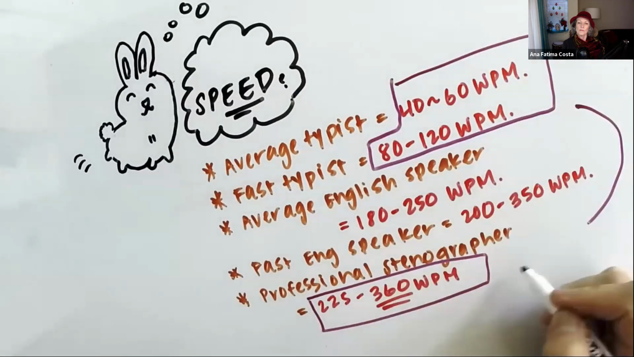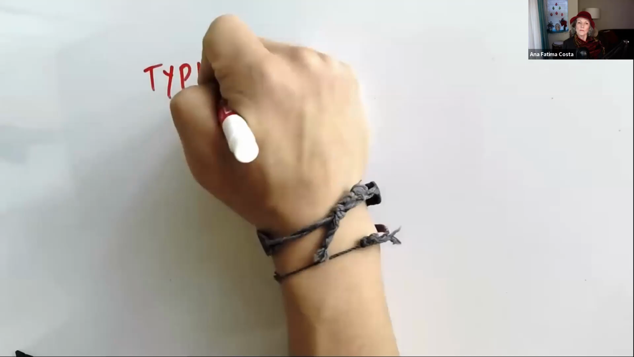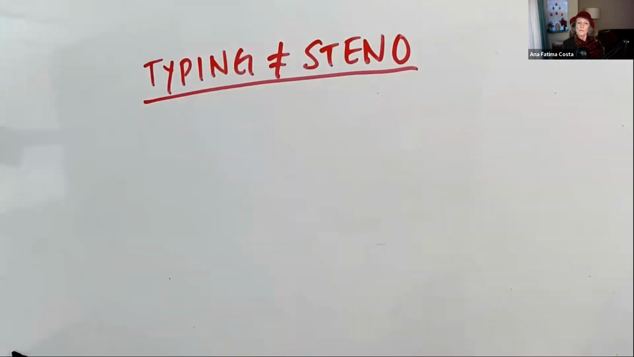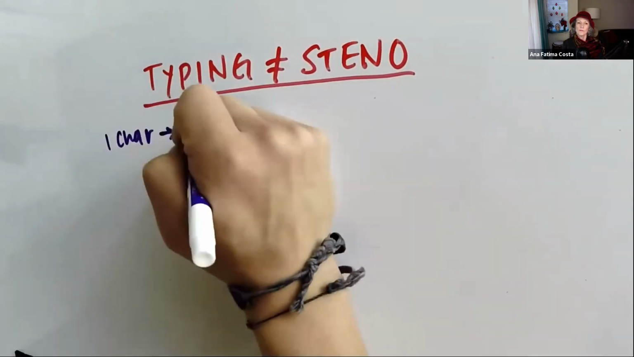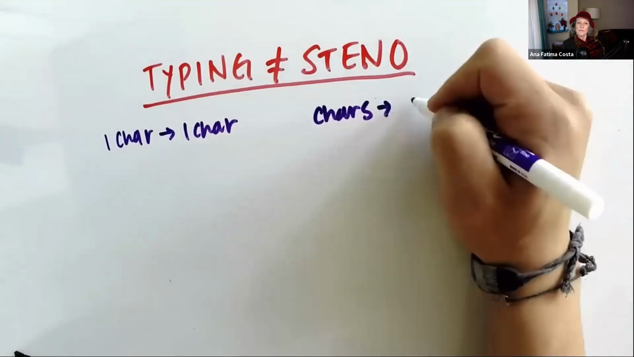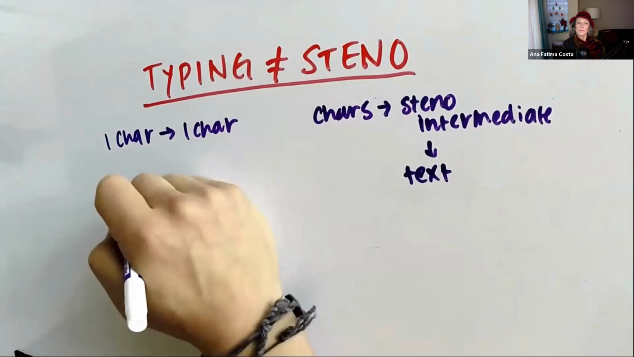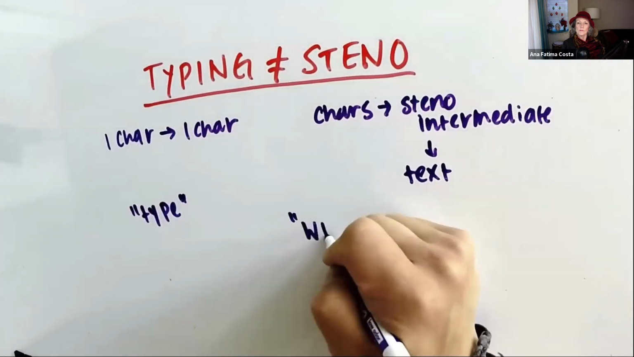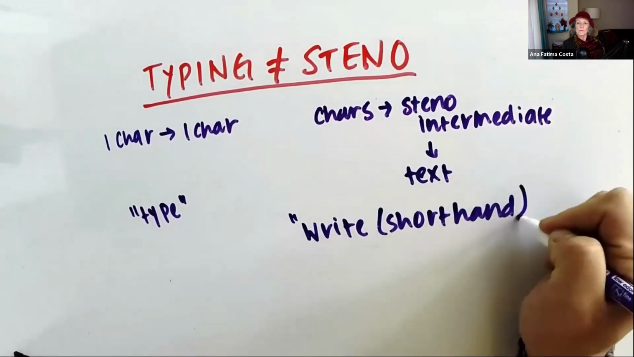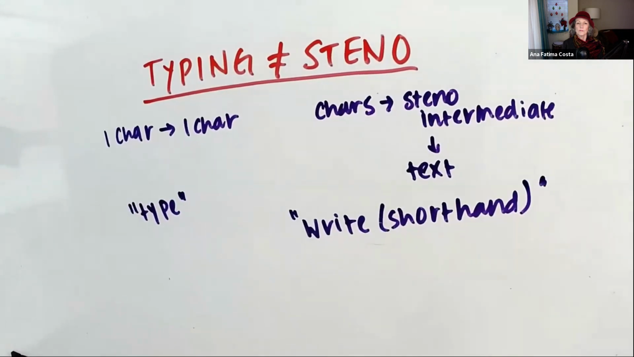So why exactly is steno so much faster than QWERTY? Let's get one thing straight. Steno is not typing. Typing is when you get one character of output per one press of the keyboard, whereas in steno, you press multiple keys at the same time to make a steno outline, which must then go through a translation process to produce readable text. This is why court reporters call the act writing and not typing.